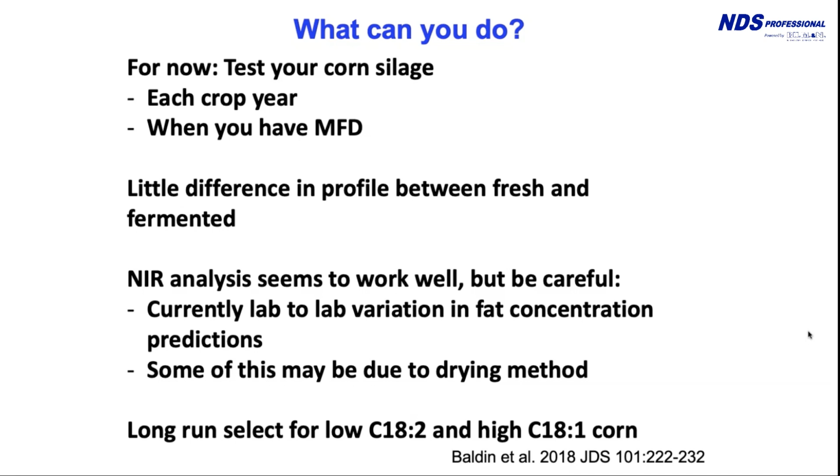Long run, I hope we can select for low 18:2 and high 18:1 corn silage, but that's a longer term goal that the corn genetics companies are going to have to help us with. So hopefully that gives you a little bit of background on important aspects of fatty acid profile. I think now we can jump into NDS.